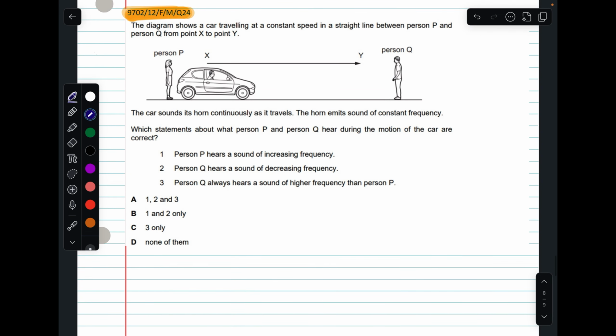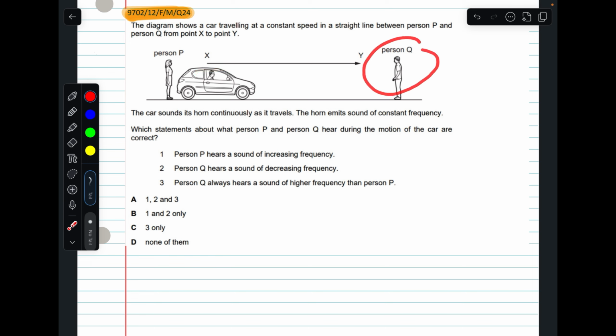Okay, this is the last question. In this question, the diagram shows a car traveling at a constant speed in a straight line between persons P and Q. The car sounded its horn continuously as it traveled. The horn emits sound of constant frequency. Which statement about the persons is correct? Okay, you need to understand the scenario. This car is moving towards the right side.